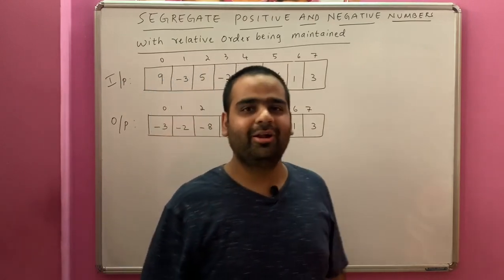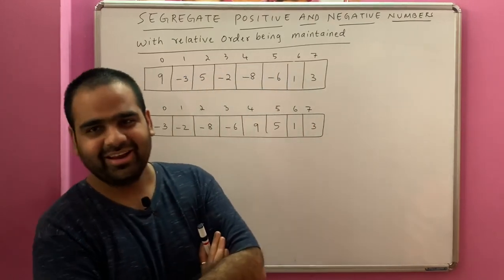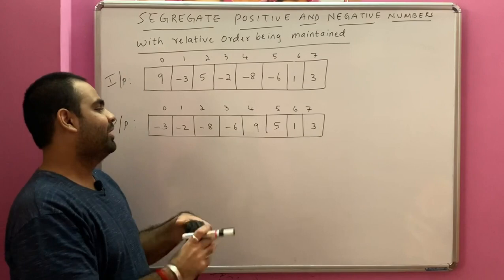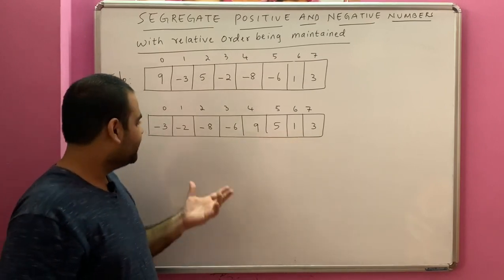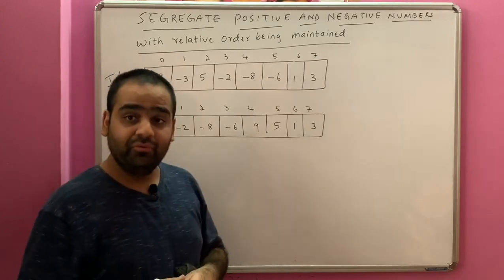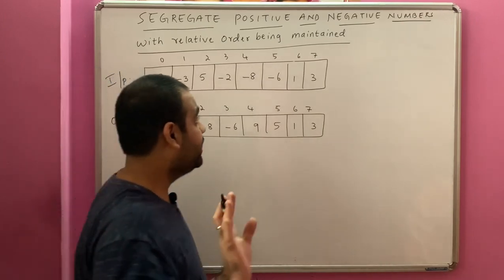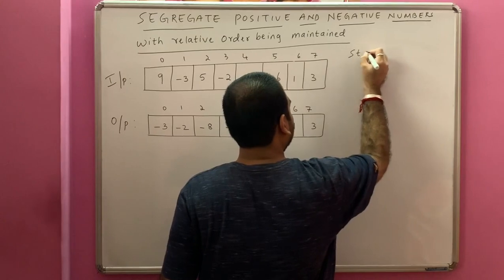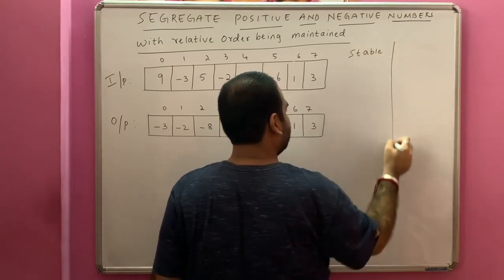Now the sorting algorithm doesn't work over here, right? If you sort, this is not the array you get. This is not 9, 5, 1, 3. You will get some other array. Now if the relative order should be maintained, we have to use a stable sort technique over here. Is that okay? You cannot use an unstable sort. We have to use a stable sort technique.